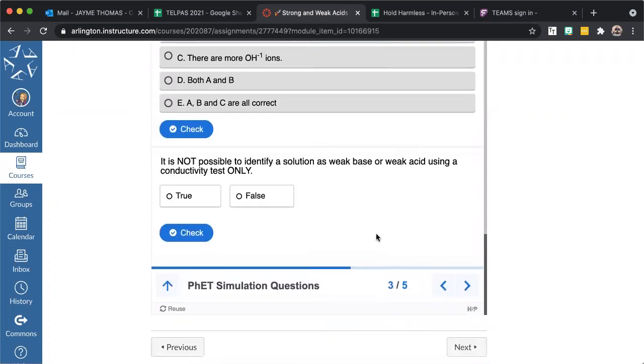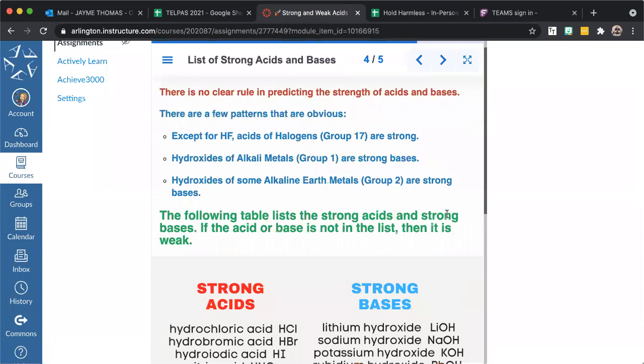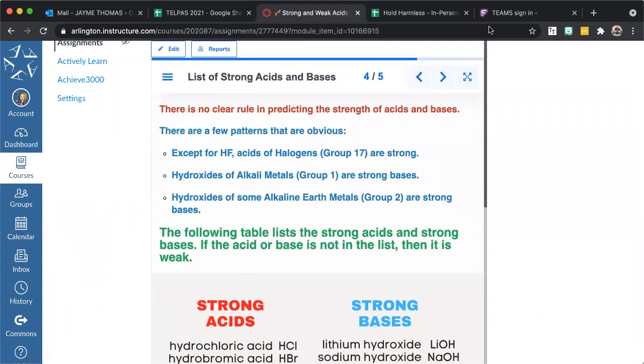All right, so once you've done all the activities and all the questions there, your last part just goes over the fact that there's not really a clear, precise rule for identifying strength of acids and bases. It's not like we can say all of these are going to be strong or all of these are going to be weak. But there are some patterns, okay? For acids, except for hydrofluoric, acids that are paired up with halogens are strong. So that would be hydrochloric, hydroiodic, hydrobromic, okay? Just not hydrofluoric. And then hydroxides with alkali metals, any of the metals in group 1, are all going to be strong bases. And the hydroxides of some of the alkaline earth metals in group 2 are strong bases.